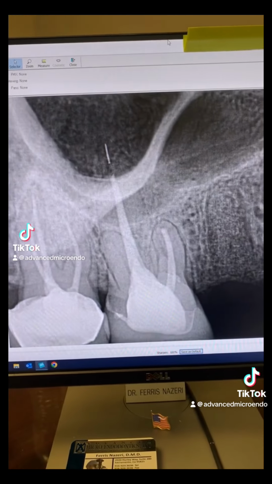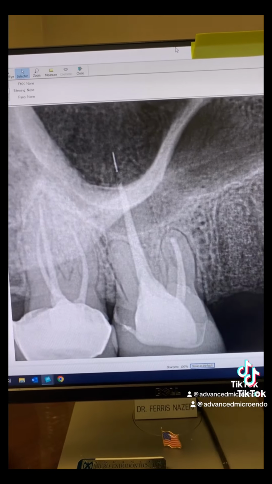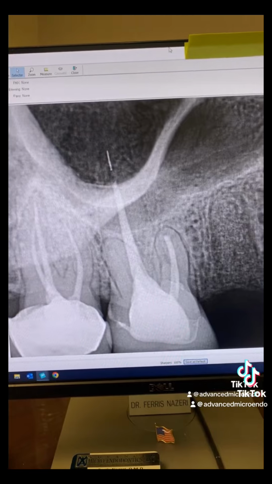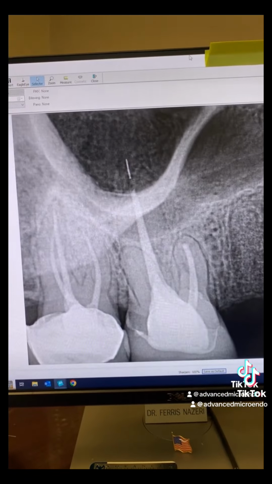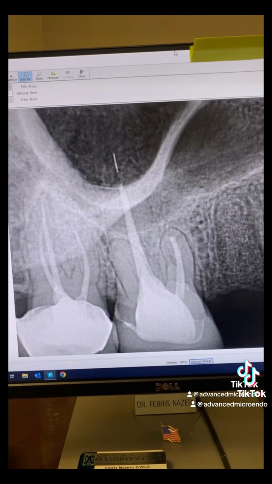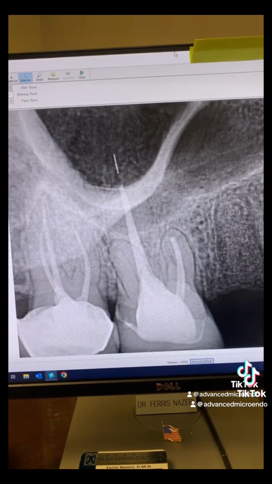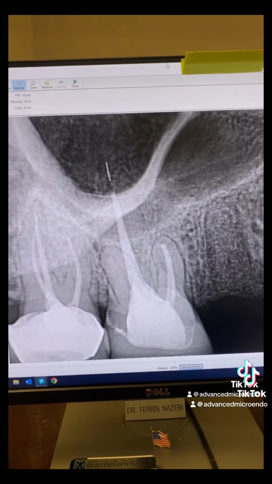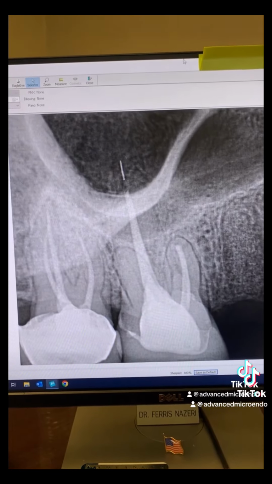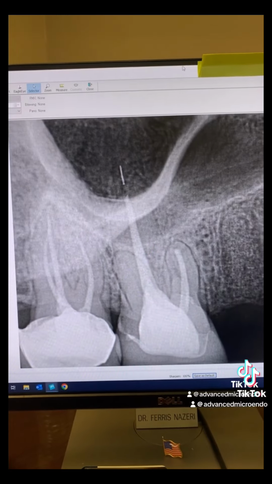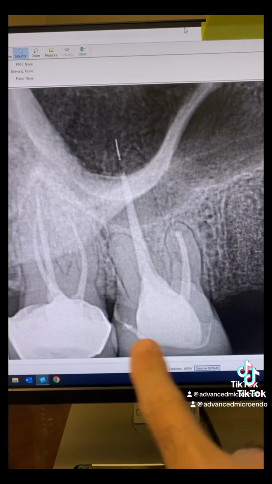All right, so look at this beauty. This patient was referred to me for endodontic retreatment of tooth number 3. According to the patient, the root canal was done over 10 years ago in Lebanon. My beloved, beautiful Lebanon. And the patient doesn't have any symptoms whatsoever. Zero, none. No symptoms at all. So take a look here. You can see a crown here.